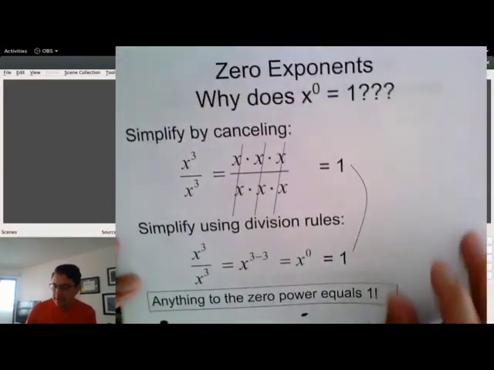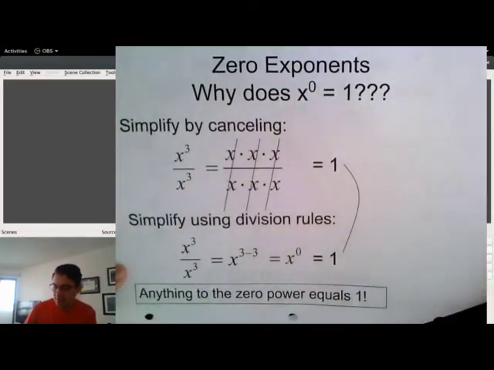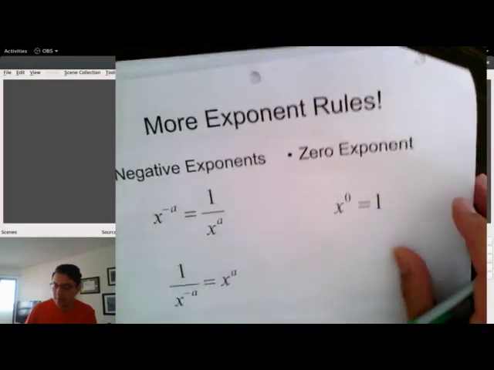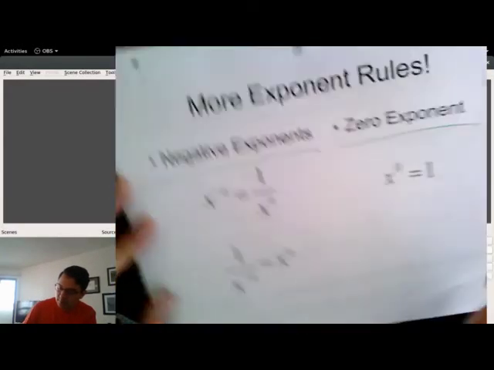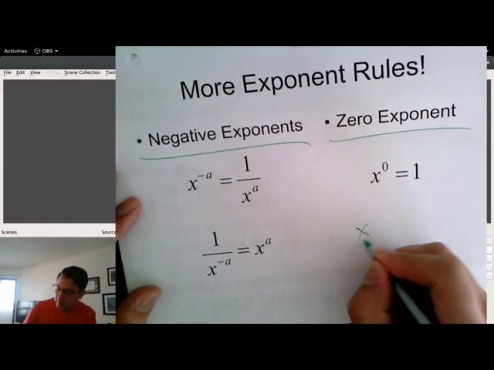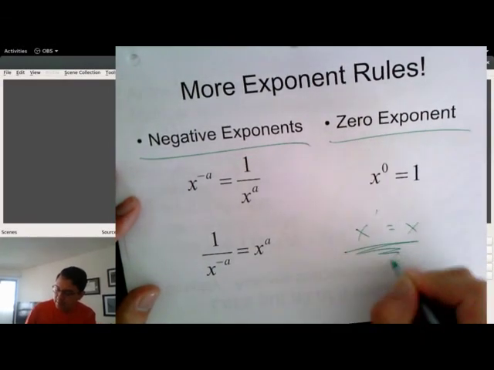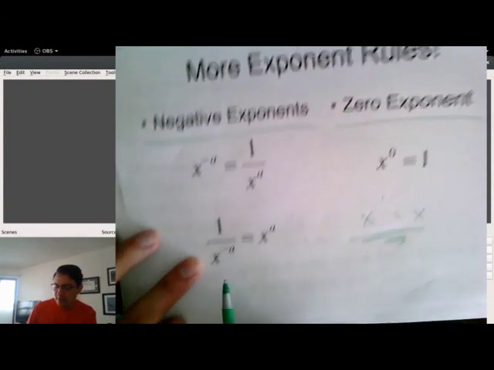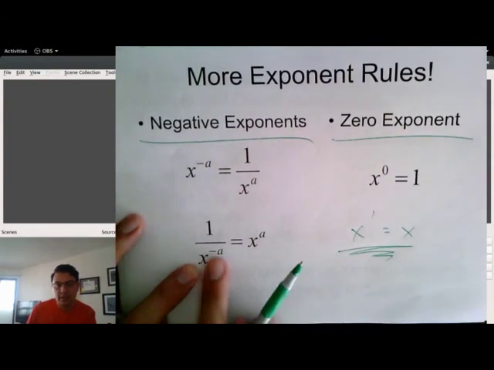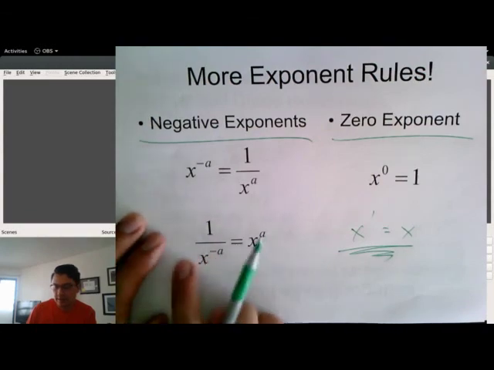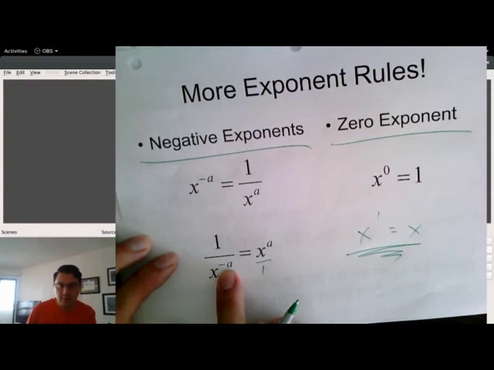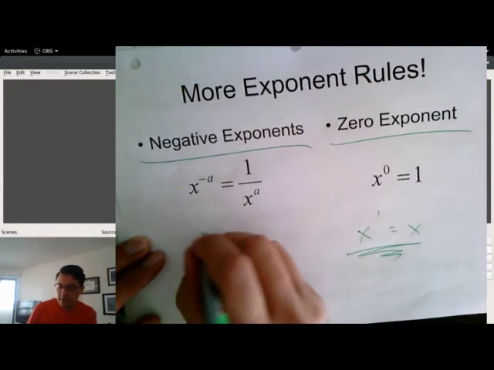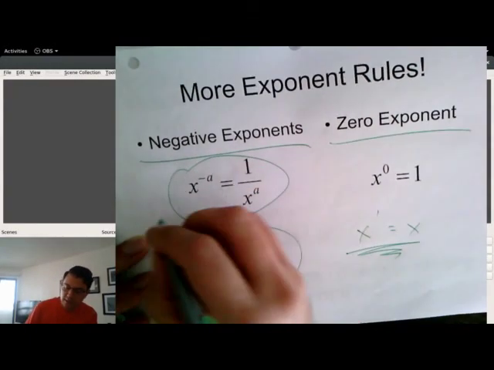All right, 0 exponents, that's just equal to 1. We already have this rule. So let's see here, these are our additional exponent rules. We have the negative exponent, the 0 exponent, and the one that's not on here is x to the first is equal to x. Okay. This is the alternative form, so if you have a negative exponent in the denominator, it's just equal to that fraction, or it's equal to this power moved to the numerator, and we make the exponent positive. Okay, so that's a good rule to know. Actually, these two are the same rule.